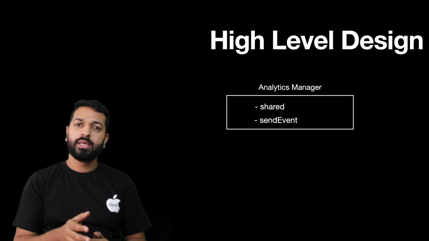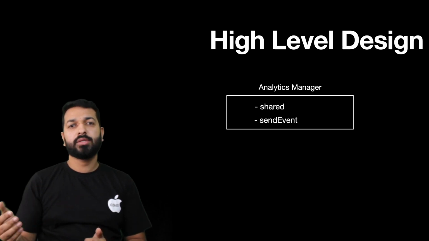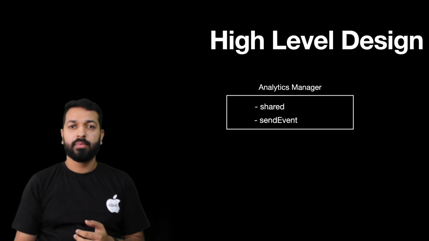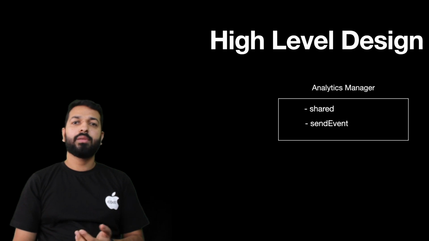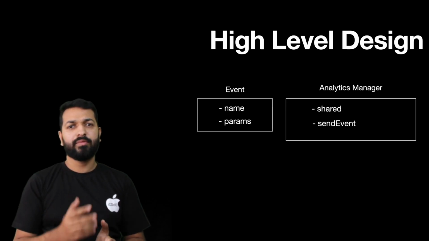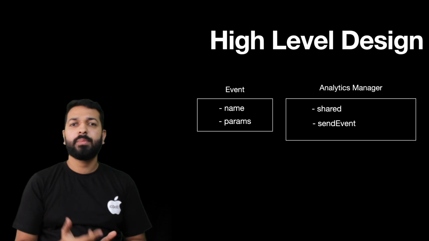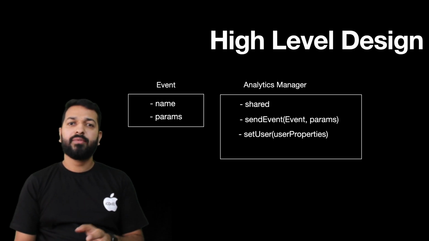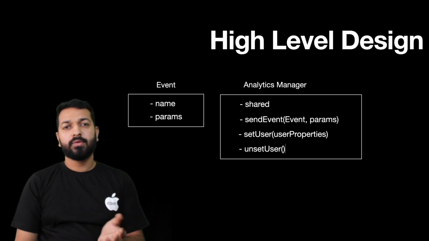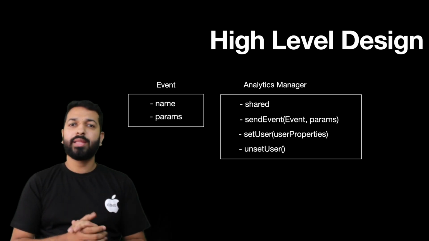So an event will be passed to this method, and then the respective methods of those SDKs, those libraries will be called, and then the event will be passed on to them. So we'll need one more entity, that will be event. This entity event will mainly have two things. One will be the name of that event, and the second will be the parameters associated with it. Apart from that, we'll have a method for setting the attributes of the user and then unsetting it when the user logs out. So we'll need two more methods for this.